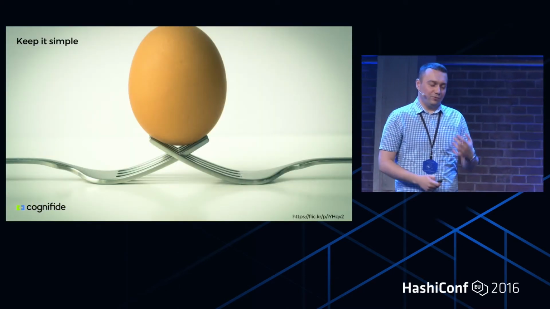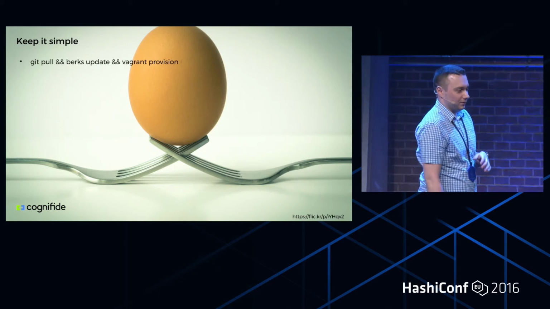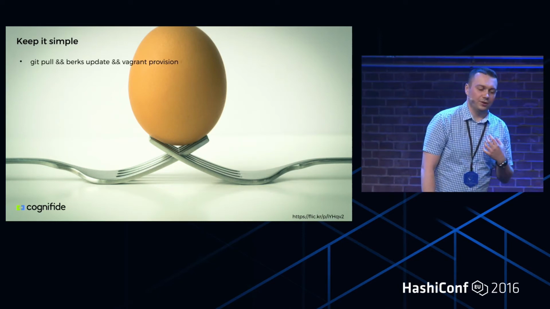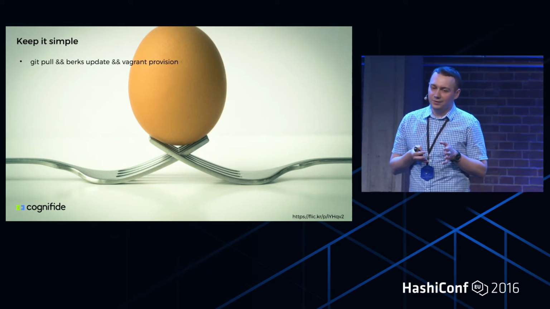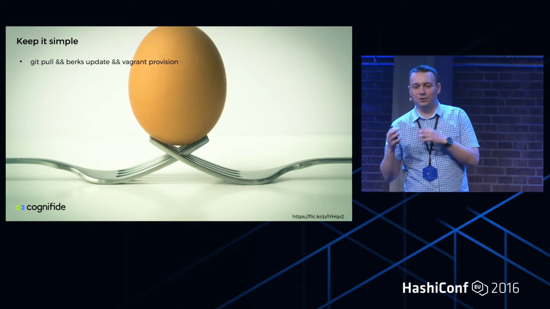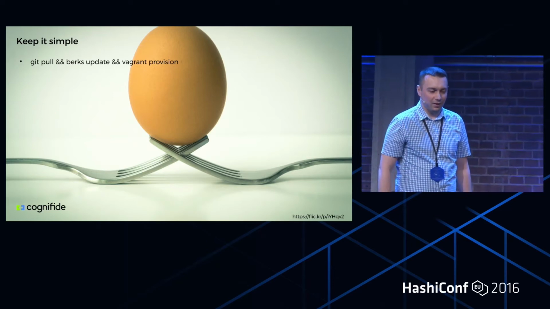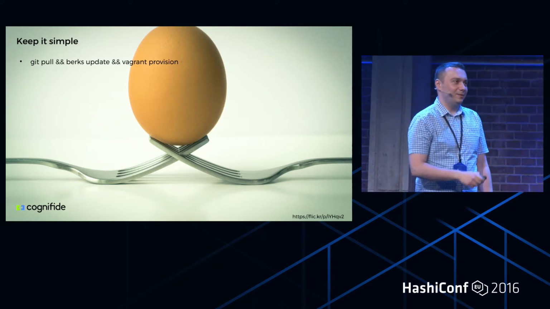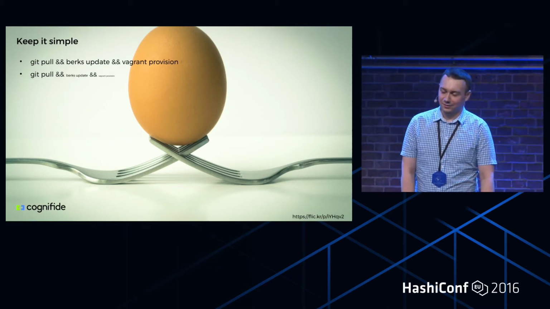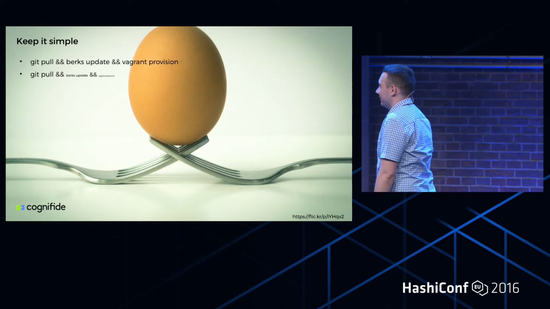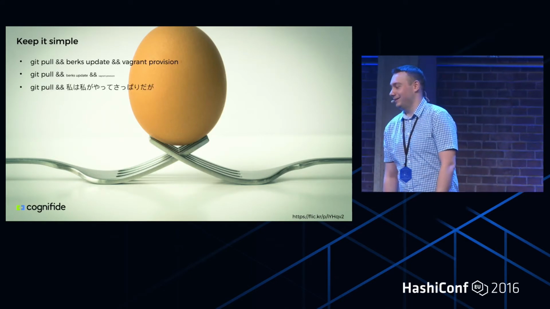So the provisioning process used to look like this. You pull all the changes out of the Git repository, you run Berks update to update all the cookbooks' dependencies, and then you run provision to run Chef on your local instance. But actually, the majority of the team sees that command like this. Some of them even see it like this.